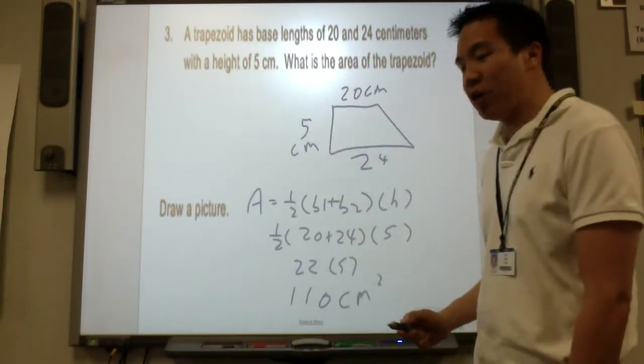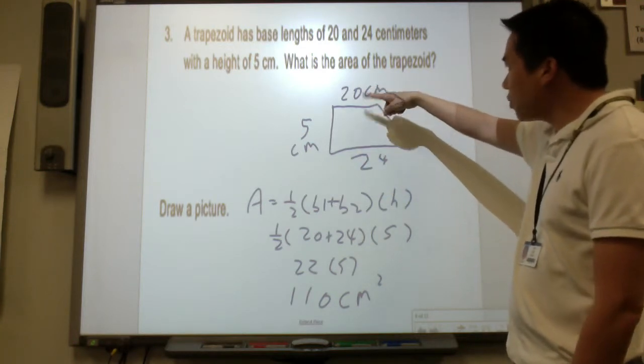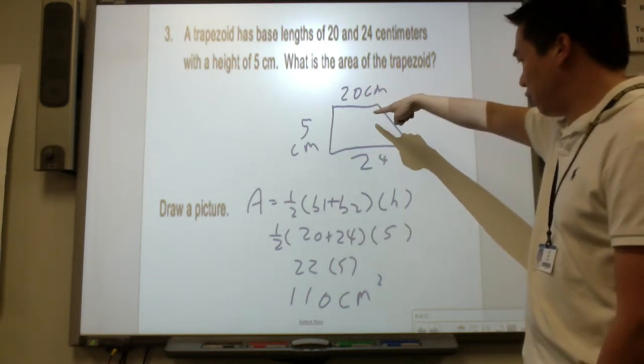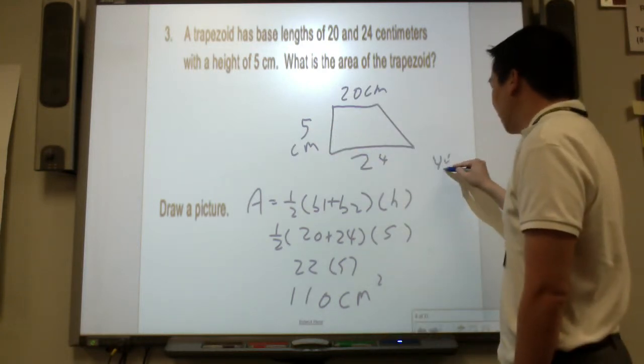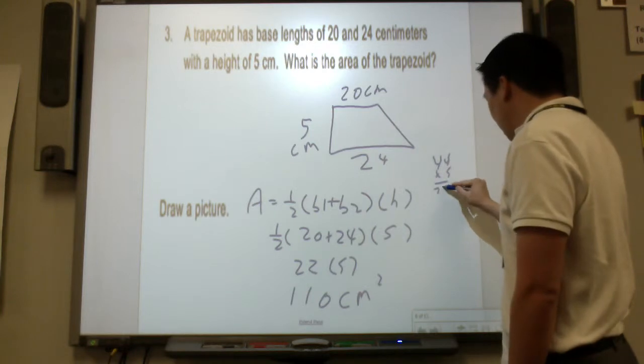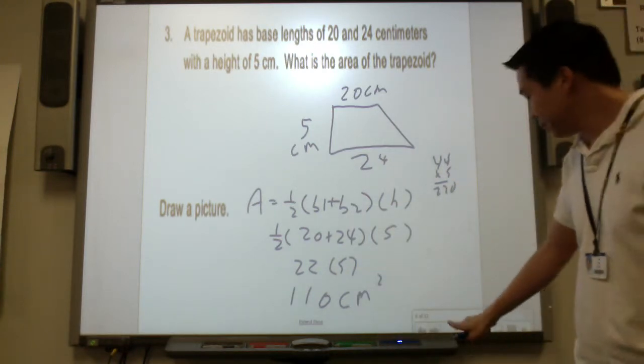If you don't like it this way, you can do base 1 plus base 2, which is 44, times the height, 220, divide by 2, 110. Still the same answer.